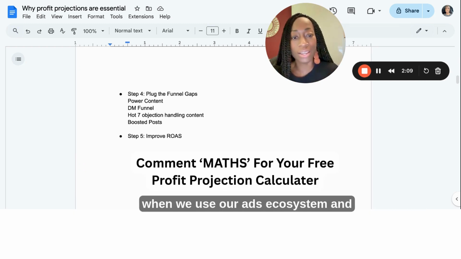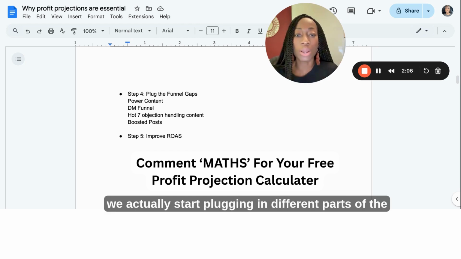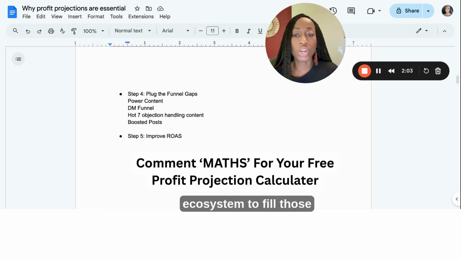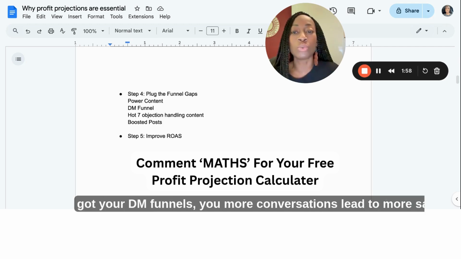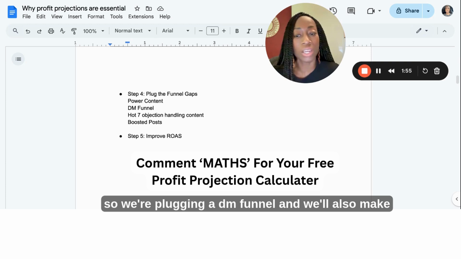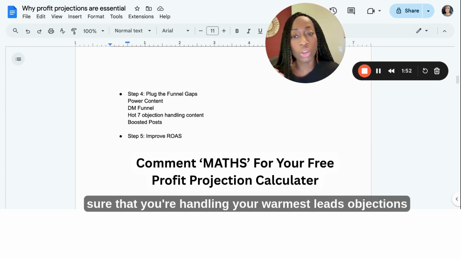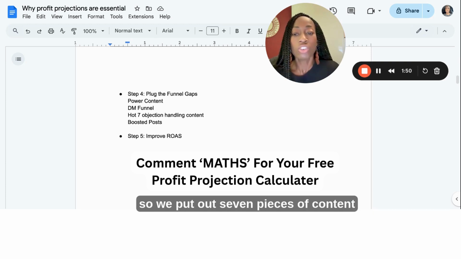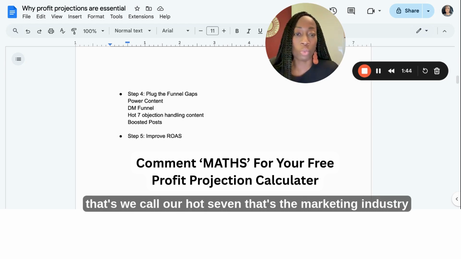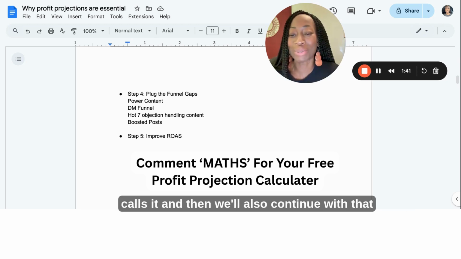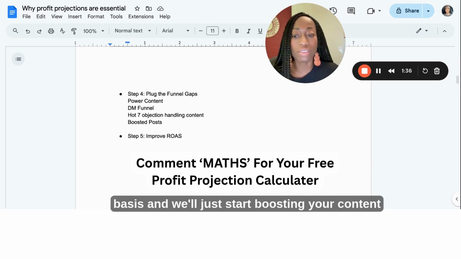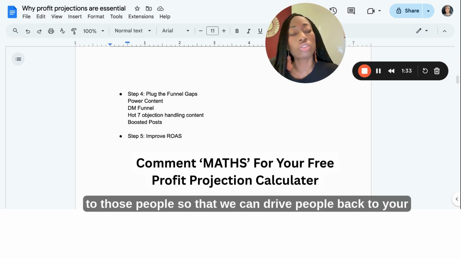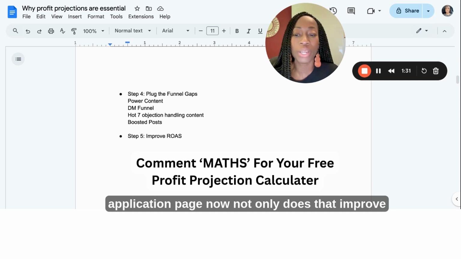We haven't plugged any gaps or anything. So when we use our ads ecosystem, we actually start plugging in different parts of the ecosystem to fill those funnel gaps. So we've got your power content, you've got your DM funnels, more conversations lead to more sales. So we'll plug in a DM funnel, and we'll also make sure that you're handling your warmest leads objections. So we put out 7 pieces of content retargeting your warmest leads, and that's what we call our hot 7. That's what the marketing industry calls it. And then we'll also continue with that nurturing sequence on an ongoing basis, and we'll start boosting your content to those people so that we can drive people back to your application page.